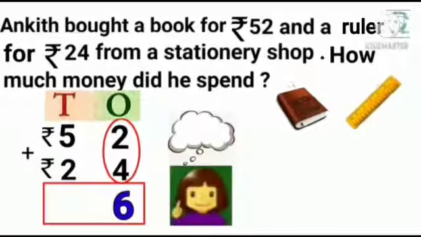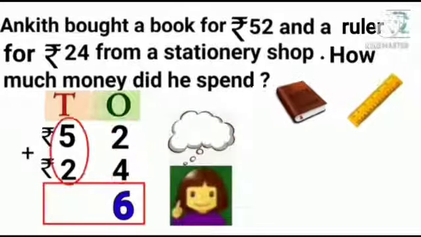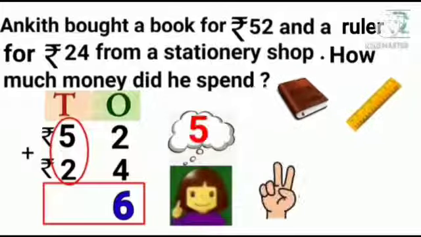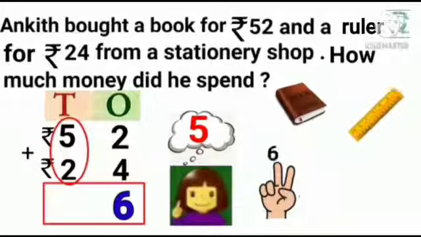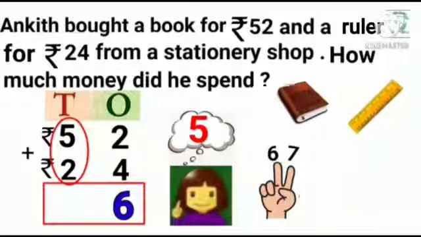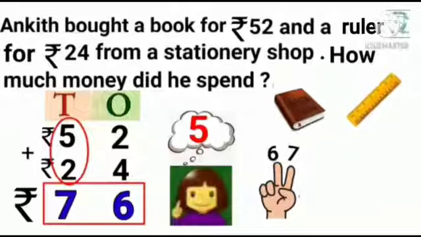Now we add the digits in the tens place. We add as 5 in the mind and 2 fingers up. After 5 comes 6, 7. We write 7 in the tens place. Now we can say that Ankit spent rupees 76 to buy a book and a ruler.